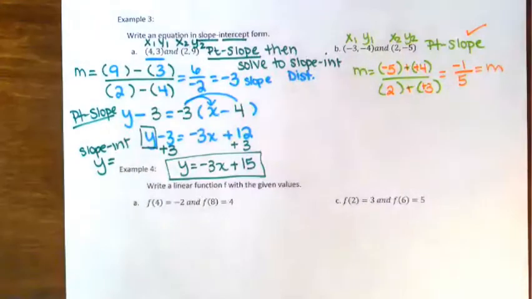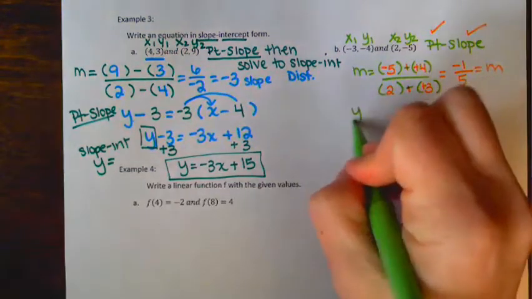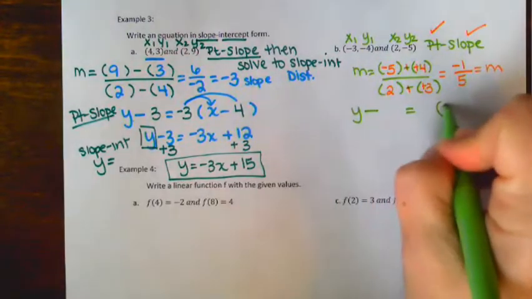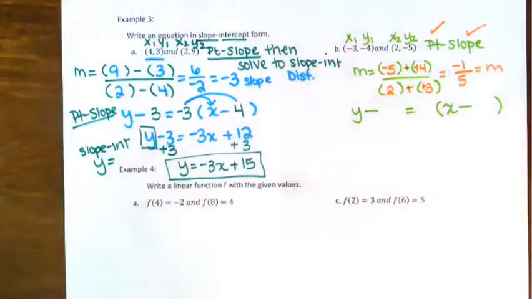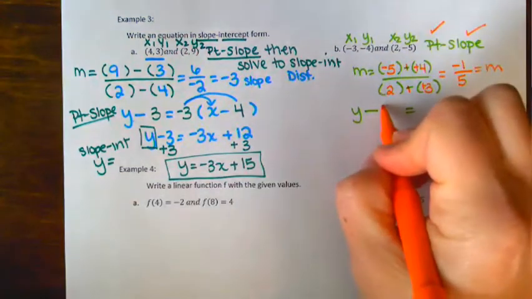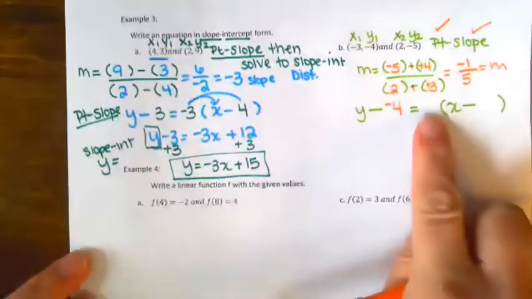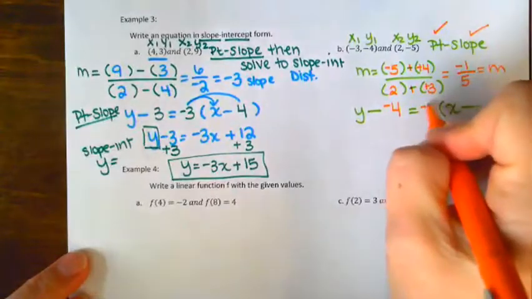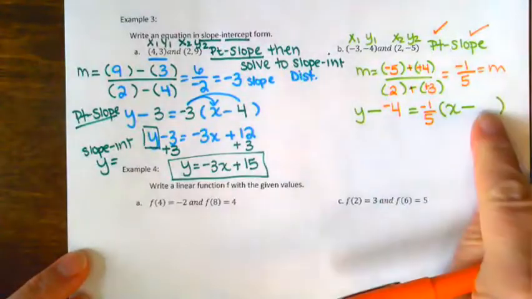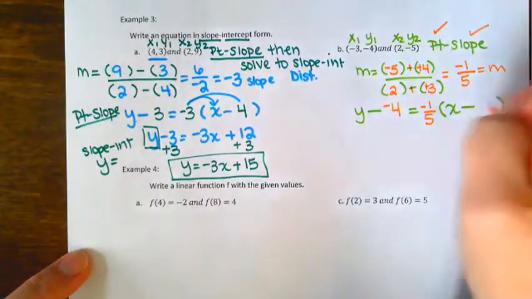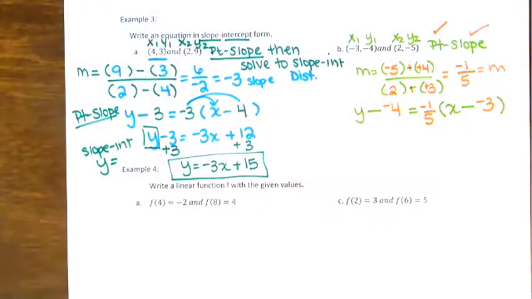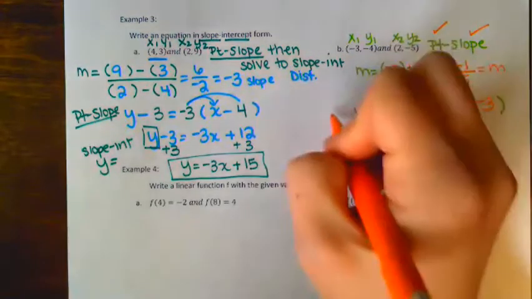So we have our slope, we have a point. So we need to put it into point slope form first. Okay, so y minus y1 equals m times x minus x1. So what's my y1? Y1 is -4. What is my m? -1/5. What is my x1? -3. Okay. Now, this is in point slope form, which I'm going to clean up.